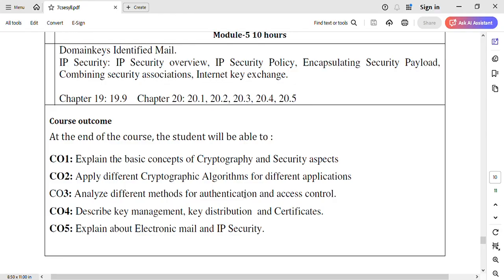Analyze the different methods for authentication and access control. Within that we already know the CIA triangle: confidentiality, integrity and availability. So that we are going to analyze by making use of several methods. Describe key management, key distribution and certificates. And the last course outcome is to explain email and IP security. So these are the course outcomes the students are able to learn after the completion of all the 5 modules. Thank you.